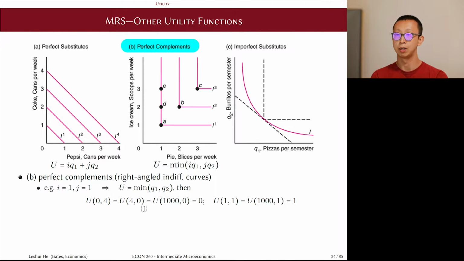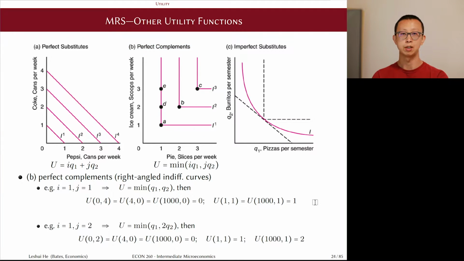You take the minimum between 4 and 0, it's 0. You take the minimum between 1,000 and 0, it's 0. You get the idea. And that's exactly the function that generates this type of indifference curve we've just seen in this example. So how do we have a positive amount of utility? Well, if you give this consumer 1 slice of pie and 1 scoop of ice cream, or 1,000 slices of pie and 1 scoop of ice cream, the minimum between them is going to be 1. So the consumer will have 1 unit of utility, exactly the indifference curve that we're trying to draw here.